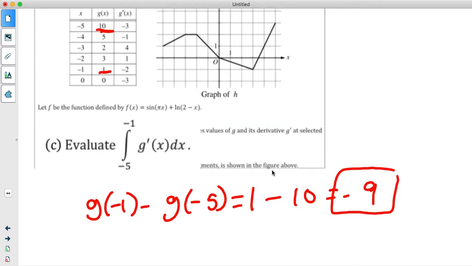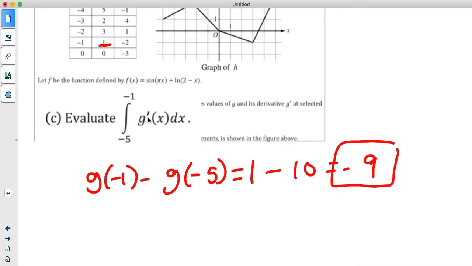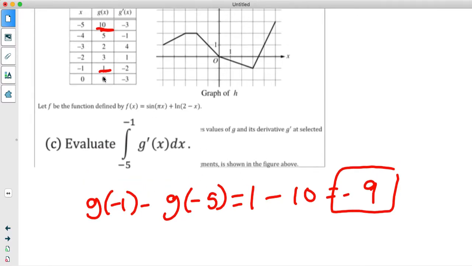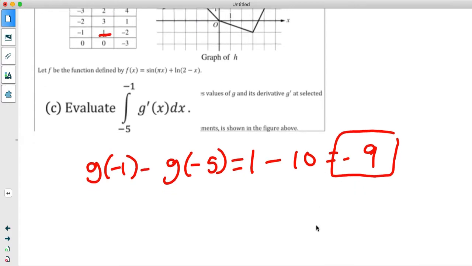Part C, this was correct. You had your integral, fundamental theorem of calculus. It just says that the integral of g prime gets you to g. So g of x evaluated from negative 5 to 1. It says we're going to do g of negative 1 minus g of negative 5. So we go to our table. 1 minus 10 gives you negative 9. That one was good.